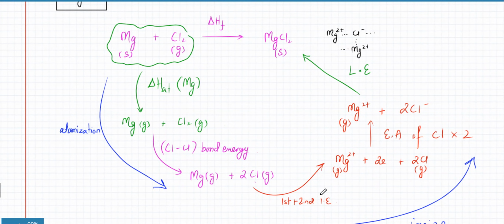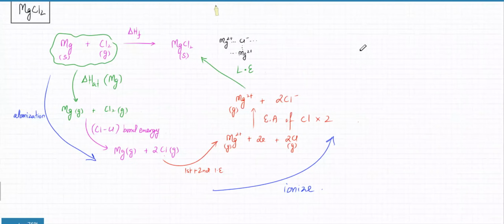Then the ionization energies are also given in the data booklet. The electron affinities are not given in the data booklet, so they would probably be provided to you. And the lattice energy is not given at all. So you have to draw this Born-Haber cycle, and I'm just going to write a few points that you have to be careful about.